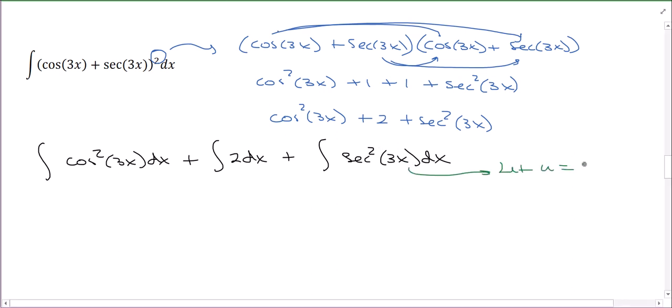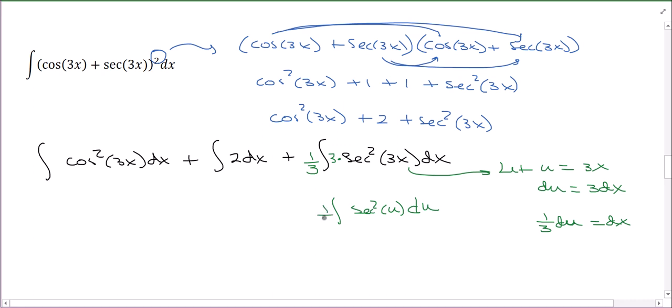Let u equal 3x, du equals 3 dx. So I don't have the 3, so we can put it there, but now I've changed the quantity, so to make it balance back, 1/3 times 3 is just 1, so I haven't changed the problem. Or you can think of it as saying 1/3 du equals dx. So when I change this integral, it will be secant squared of u, and then the 1/3 du, since dx is 1/3 du.